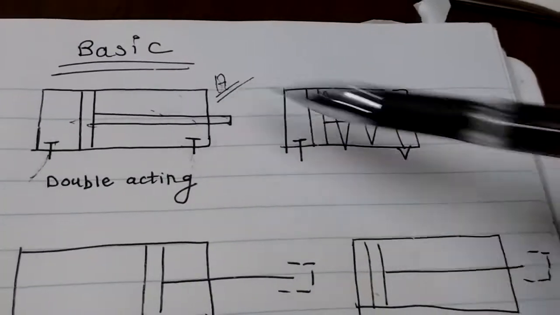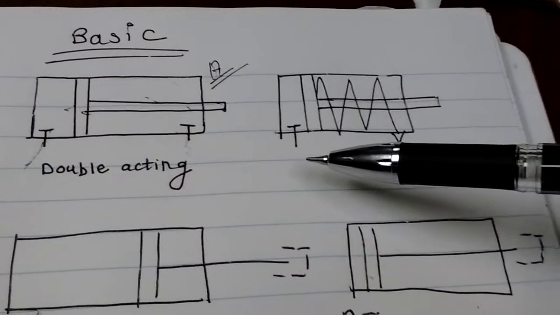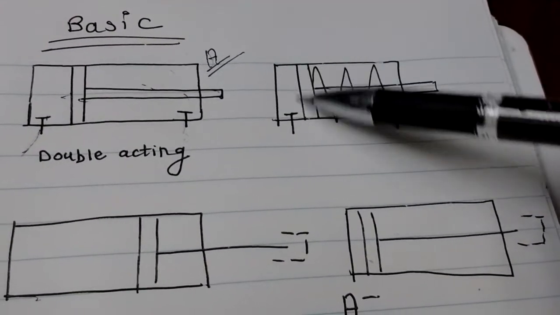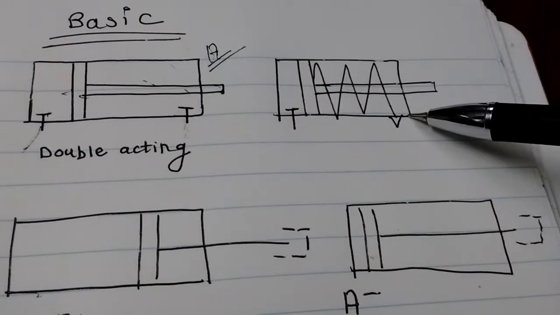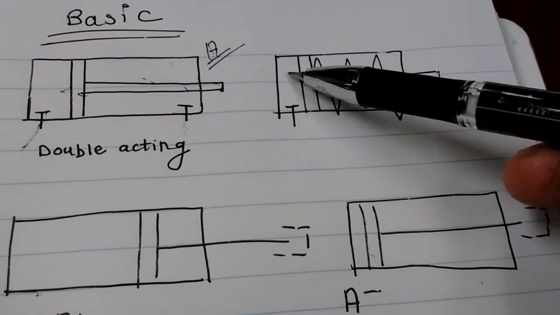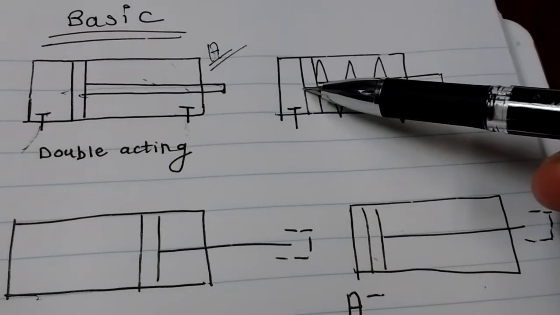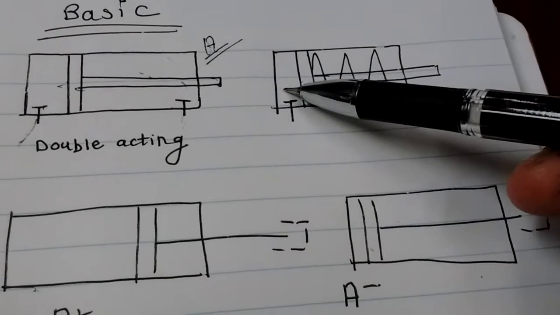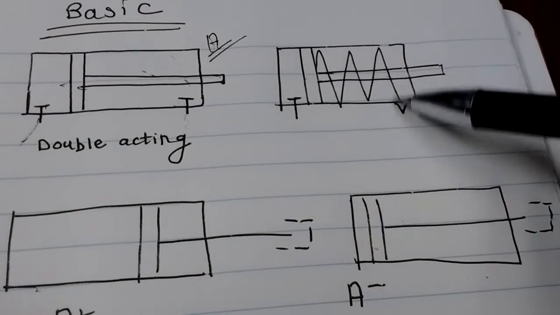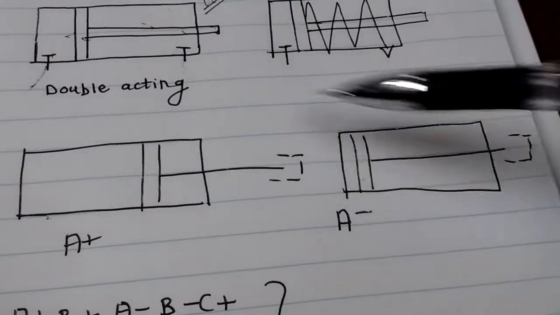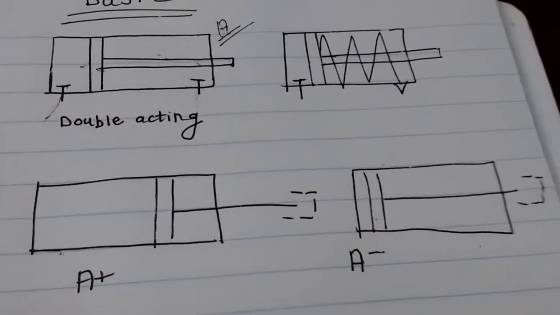So this similar thing can be done with a single acting cylinder. In a single acting cylinder, the fluid will pressurize only one side, and on the other side there is a spring which will help. Once the pressure on this side is released, the spring will push the piston back to the A minus position. Otherwise, when the fluid is there, due to pressure, the cylinder would be in A plus position. So these are the two positions we will be commonly using.